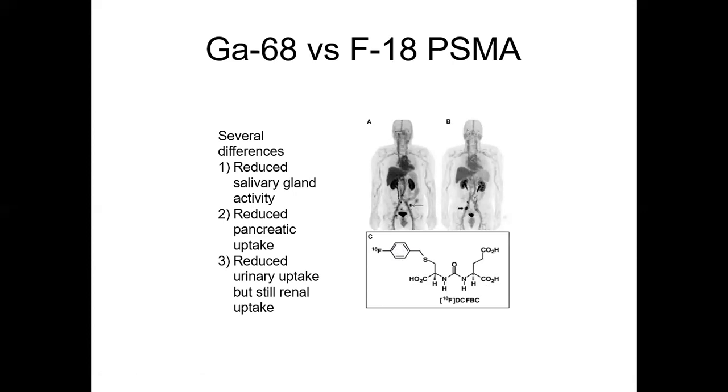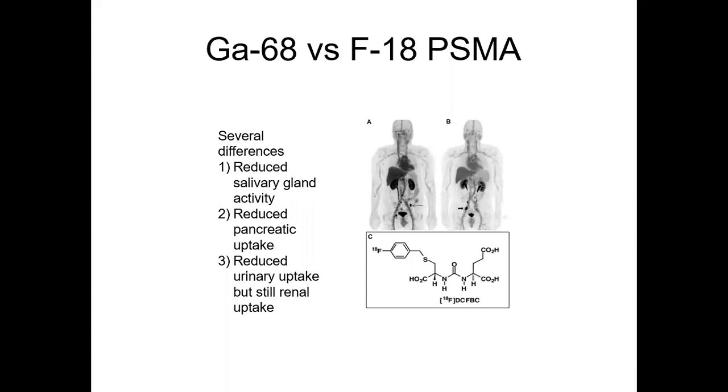And what we can see is that the fluorinated product tends to have less salivary gland activity, slightly less pancreatic activity, and reduced urinary activity, but it still has renal excretion. So the fluorinated product possibly has some advantages over gallium. The difficulty is getting hold of it.